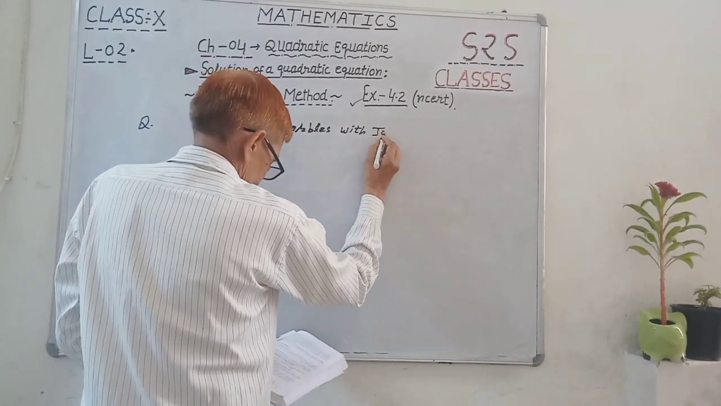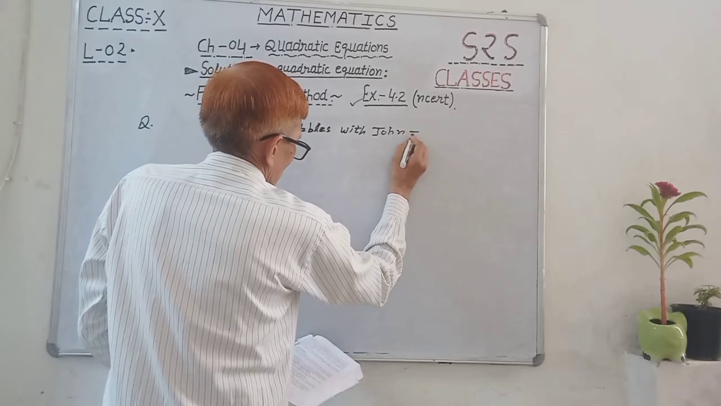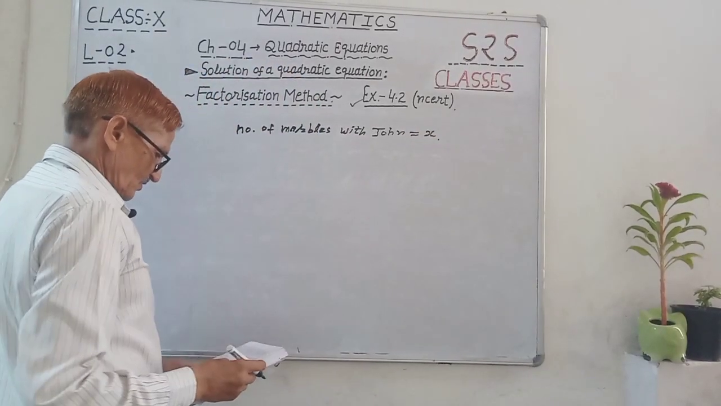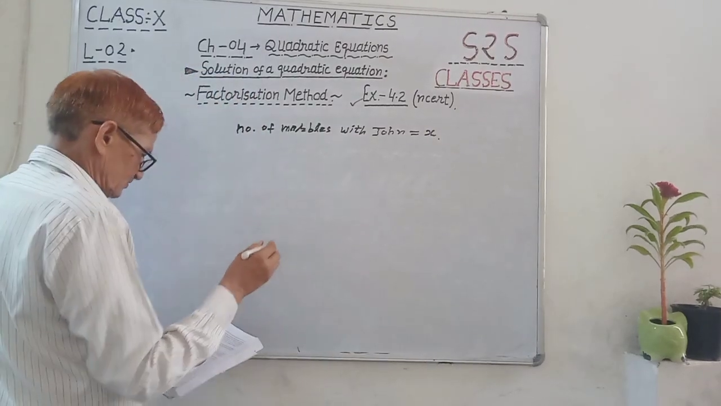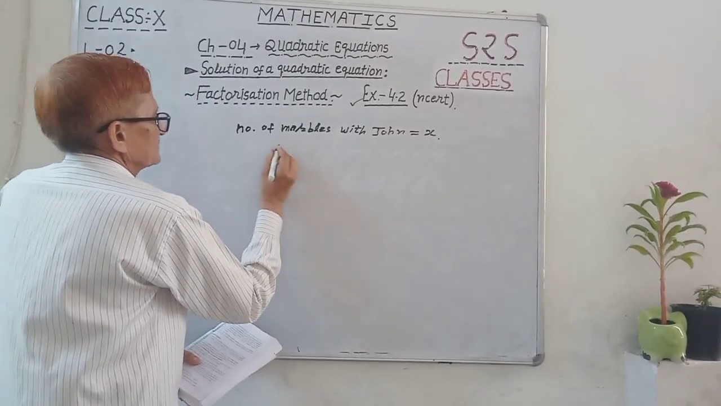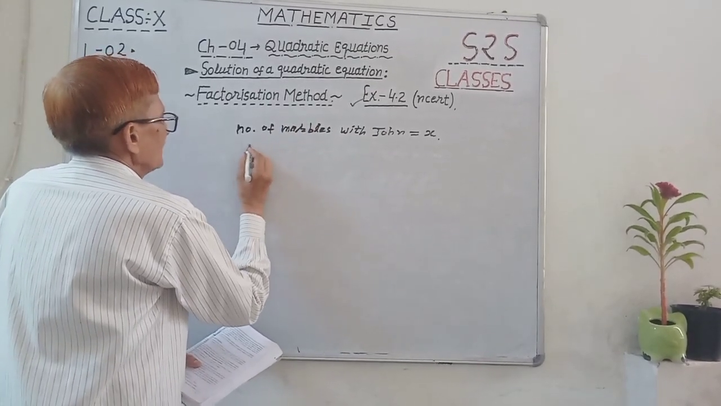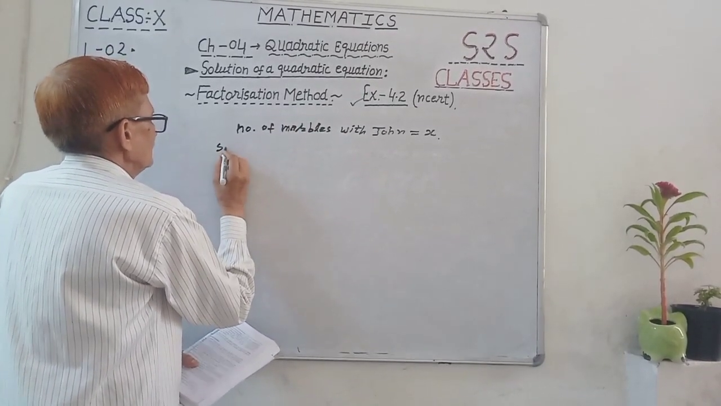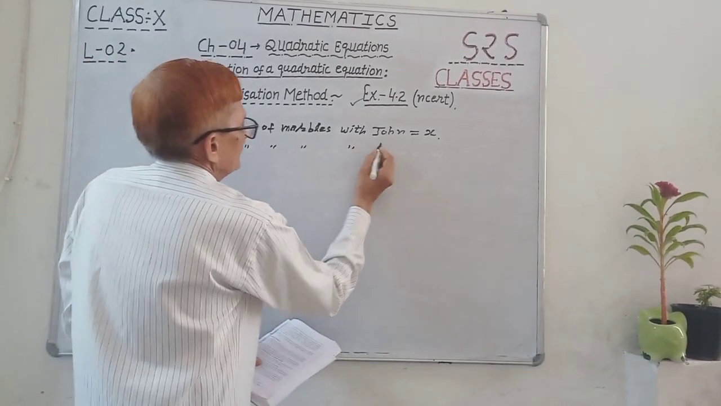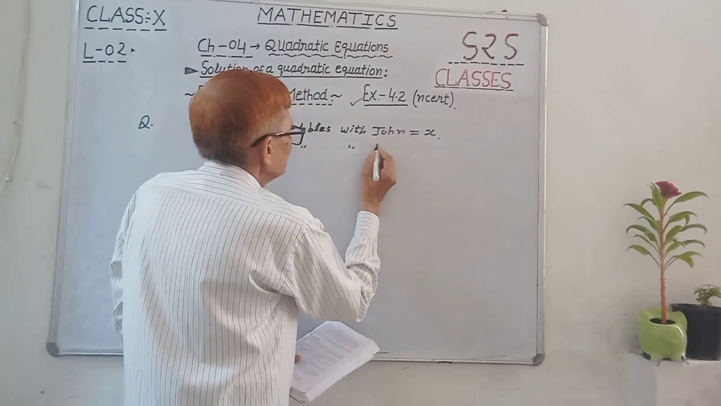One person is John, that is x. The sum of both is 45 marbles. Together they have 45, so the total number of marbles is 45. So it means the number of marbles with the other one, whose name is Jivanti, and John.